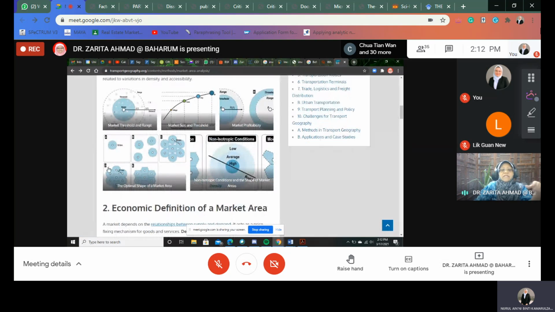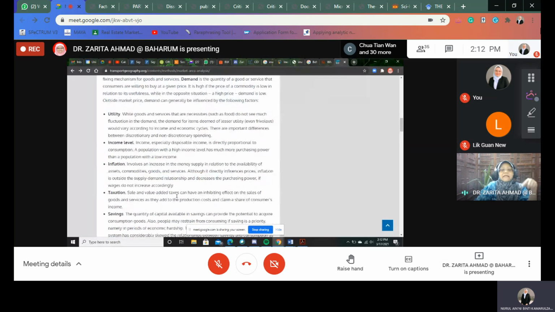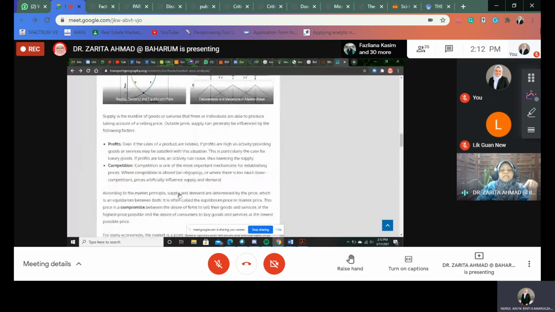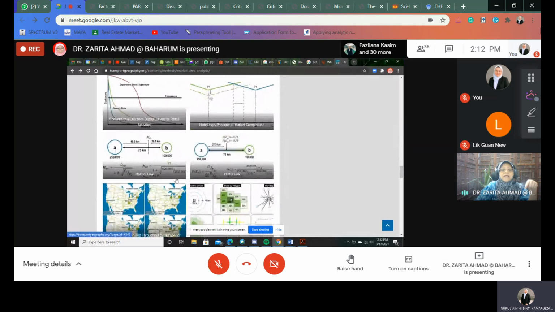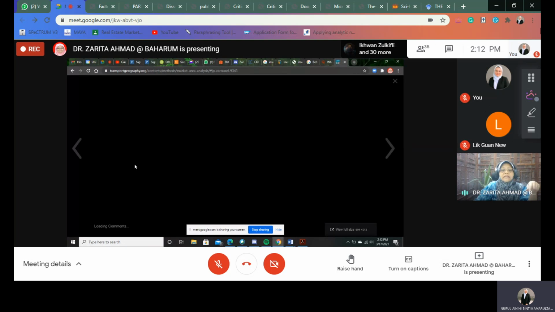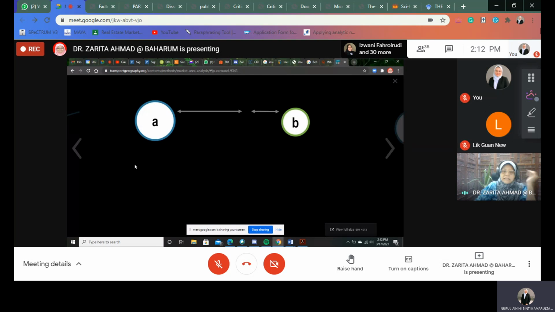But never mind, this one you have learned before. You see, you have all these hexagons and stuff like that. They also mention the Reilly, the distance as well as the size. So this one, if you are able to include and justify it in your assignment, that would be good.